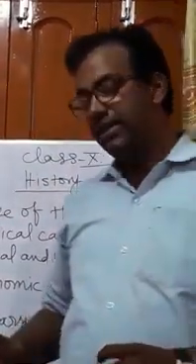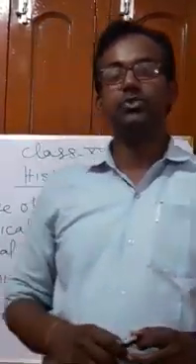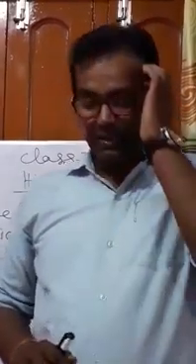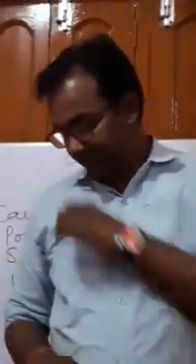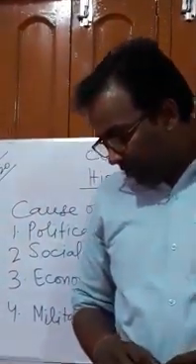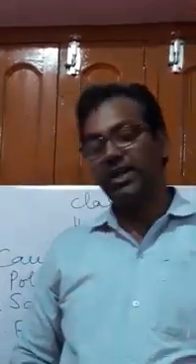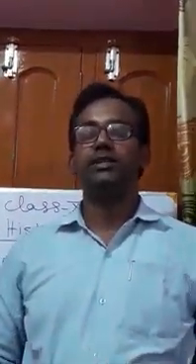Next cause is the social and religious cause related to the revolt of 1857. Social cause means सामाजिक कारण and religious cause means धार्मिक कारण, ठीक है? Fear regarding the mass conversion to Christianity. As you know, the Britishers entirely belonged to the Christian religion.